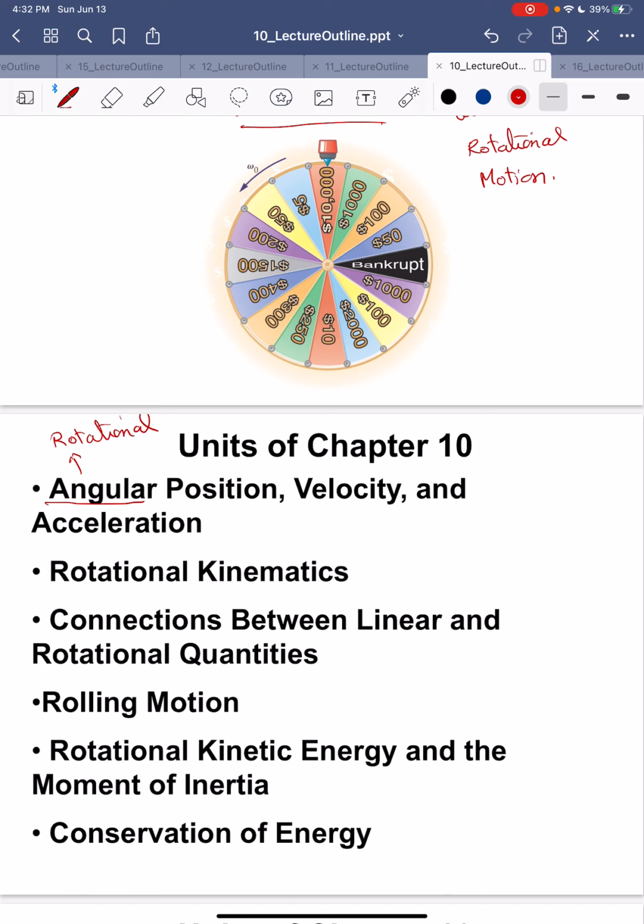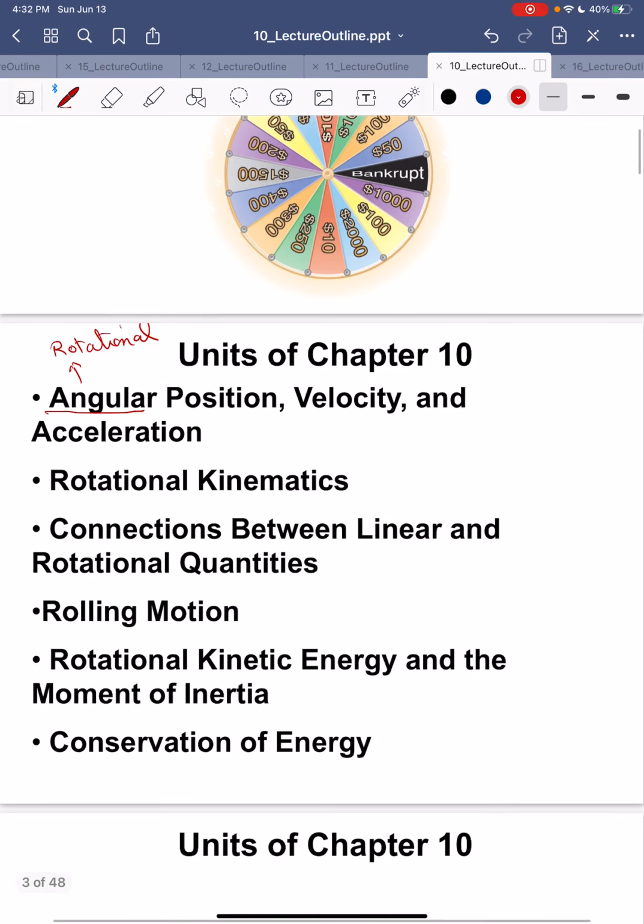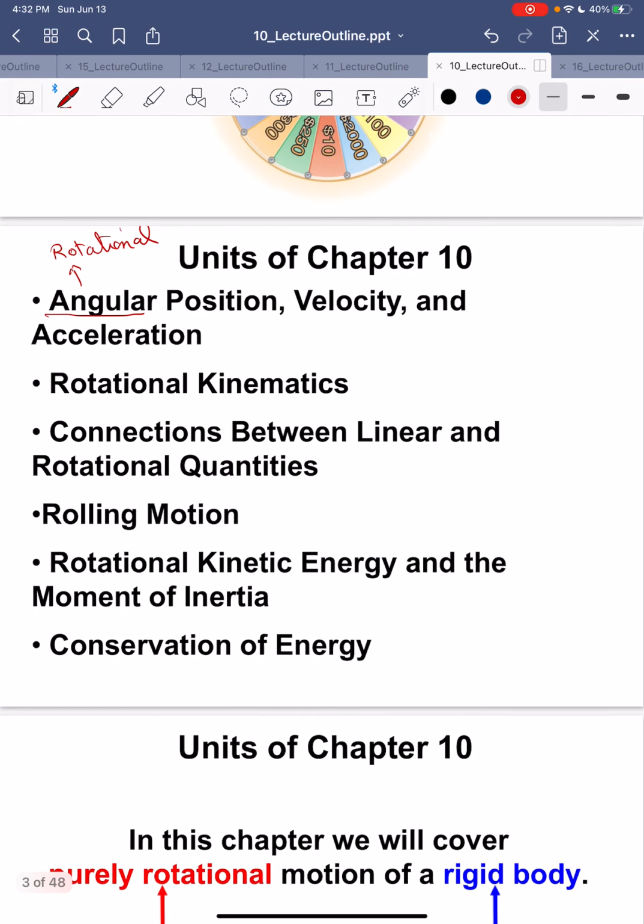We are going to talk about rolling motion and what that means. And finally, we are going to talk about conservation of energy, including rotational kinetic energy, and we will define a new quantity called moment of inertia.